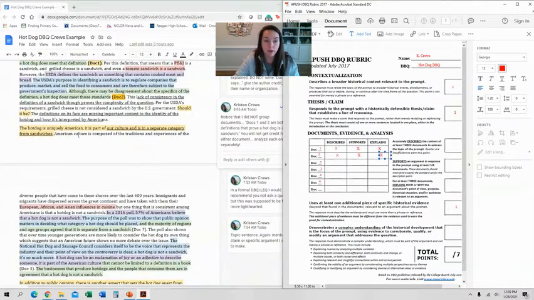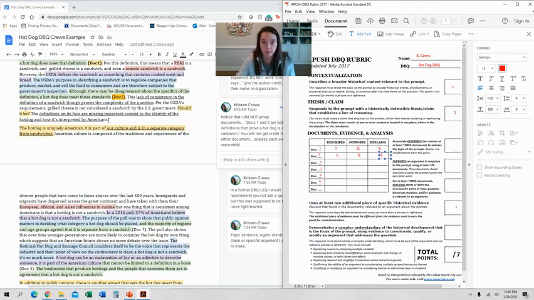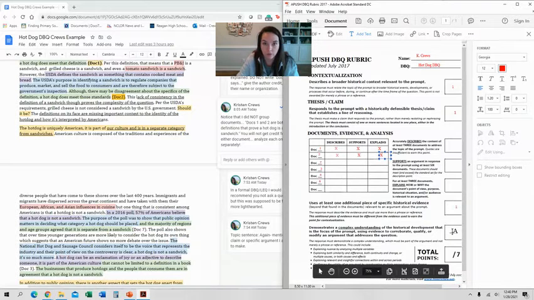I'm going to do the same thing when I argue, and I've underlined these parts because this is where I can earn that complexity point. This lack of consistency in the definition of a sandwich proves the complexity of the question. Per USDA requirements, grilled cheese is not considered a sandwich by the U.S. government. The definitions on their face are missing important context to the identity of the hot dog and how it's interpreted by Americans. So because my thesis is complex, because throughout my essay, I'm going to look at the complexity of it, that is how you earn the unicorn point, okay?